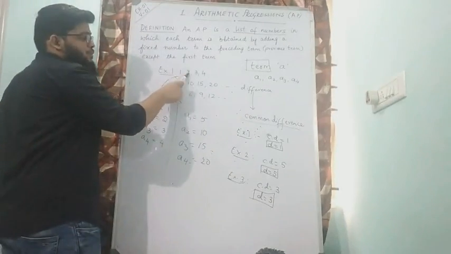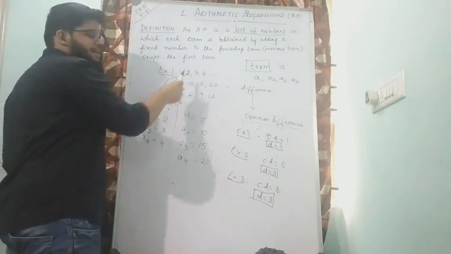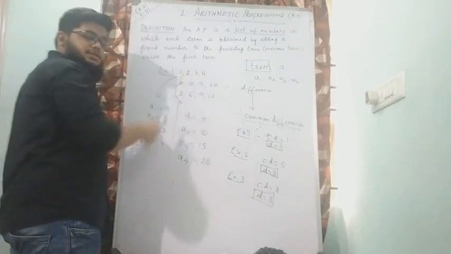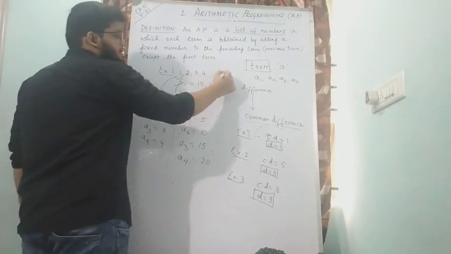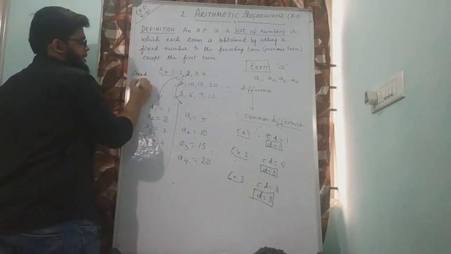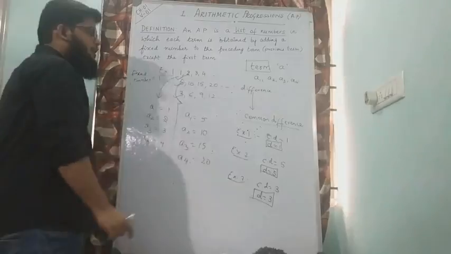Example, 1 plus 1 is 2. So the fixed number here is 1. 2 plus 1 is 3. Again what we added here is 1. 3 plus 1 is 4. So the fixed number here is 1 in example number 1.